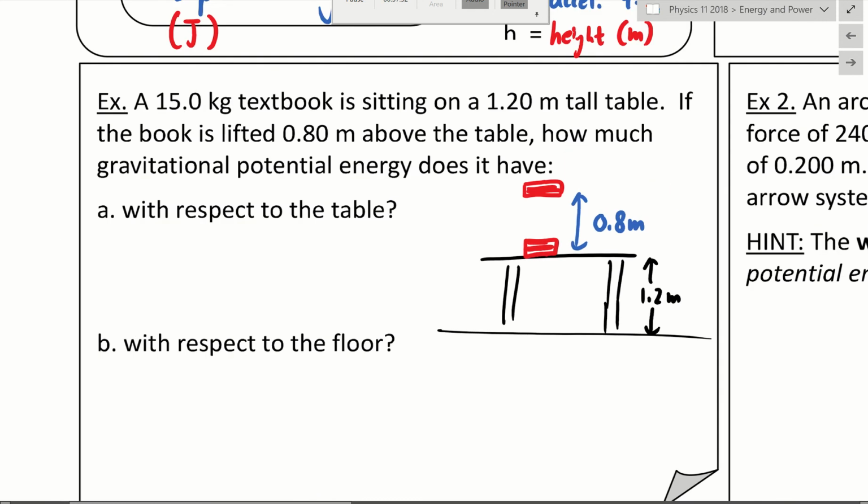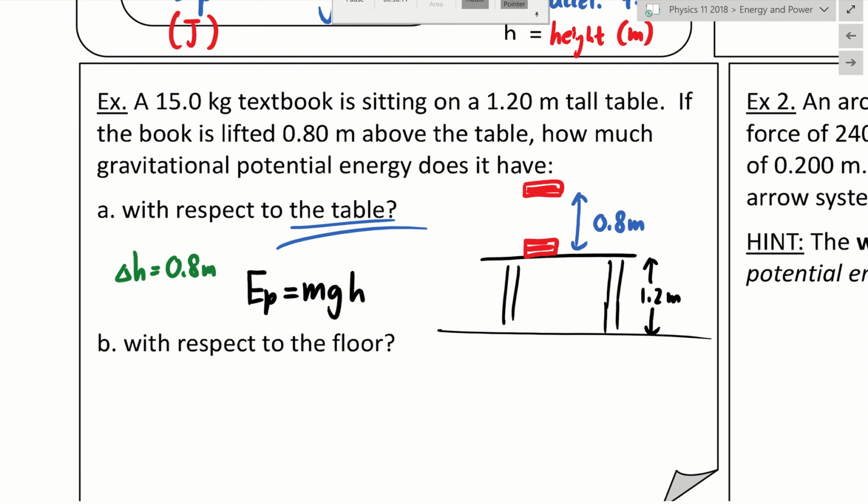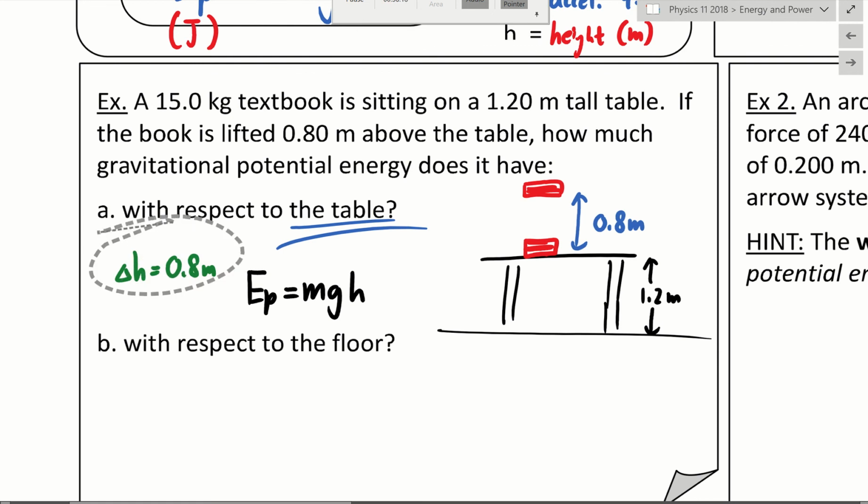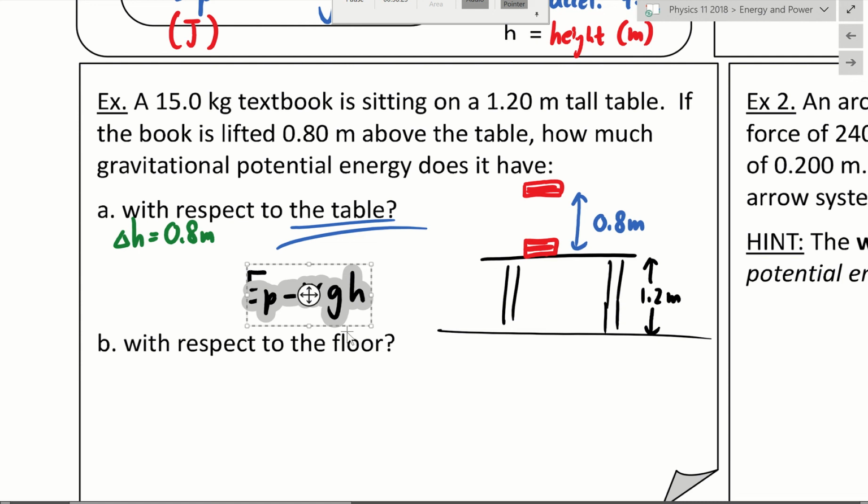How much potential energy does it have if you drop it back to the table? Okay, if I'm dropping the book back to the table, then my height is going to be just 0.8, right? Because I'm dropping from where it is right now back to the table. So therefore, the potential energy, which is mgh, is going to be the mass of the book multiplied by 9.8 multiplied by the change in height. So let me just cheat a little bit because I'm running out of space over here. Let me just move that over there so I can show you the actual number.